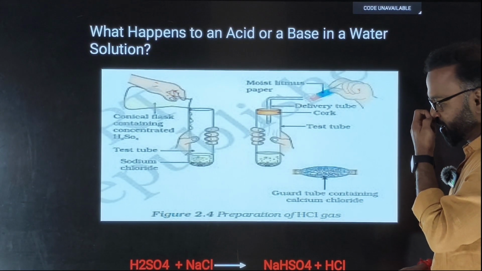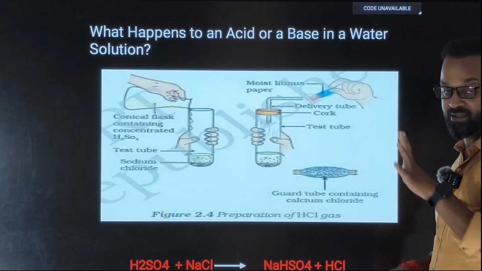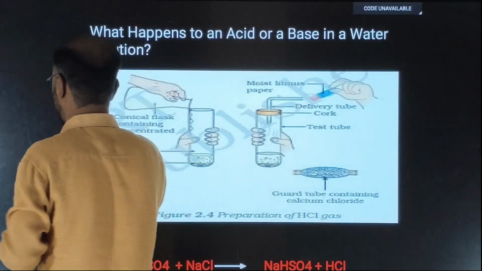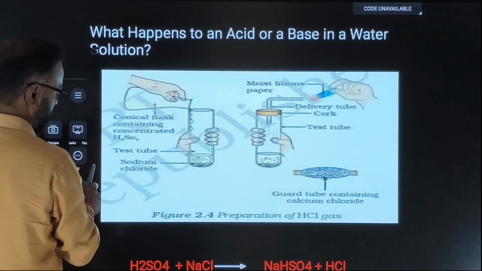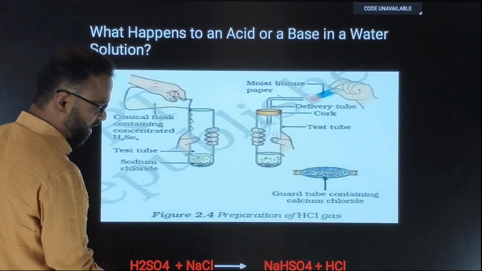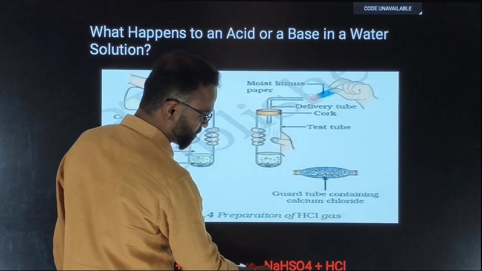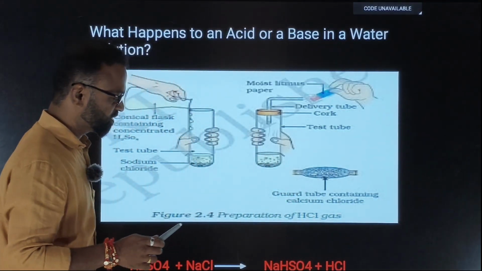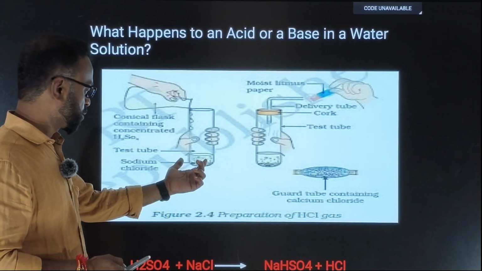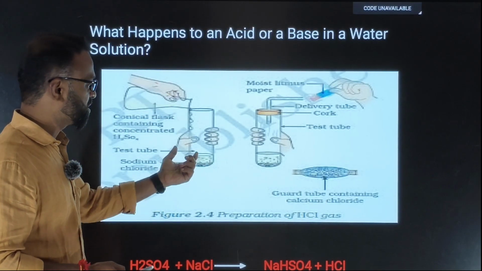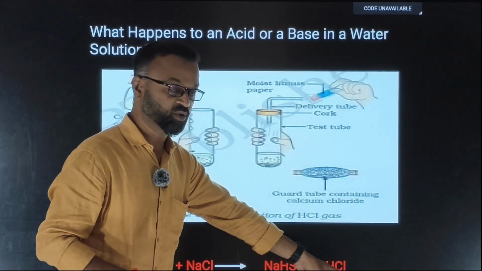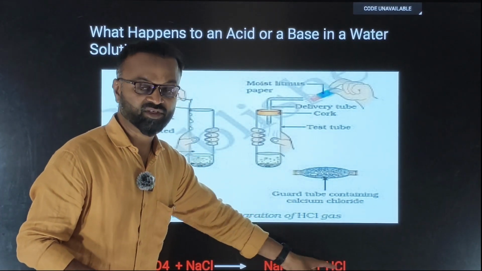Again, there is one more activity here: preparation of HCl gas. How HCl gas can be produced is very simple. When sulfuric acid reacts with sodium chloride, they form sodium hydrogen sulfate plus HCl. In this test tube, they have taken sodium chloride and are adding sulfuric acid. When the reaction happens, they produce the gas, which is the HCl gas.